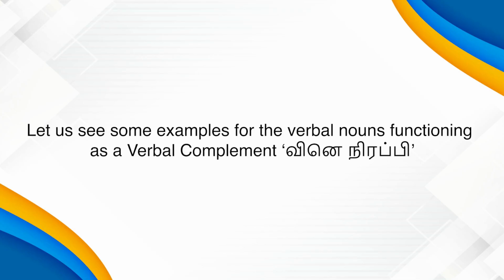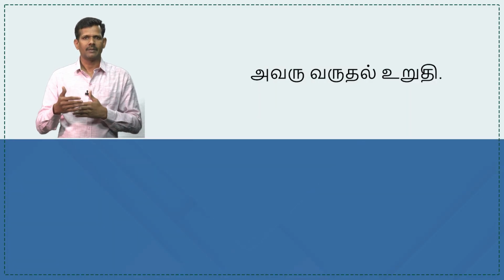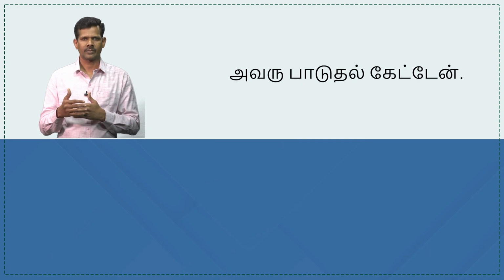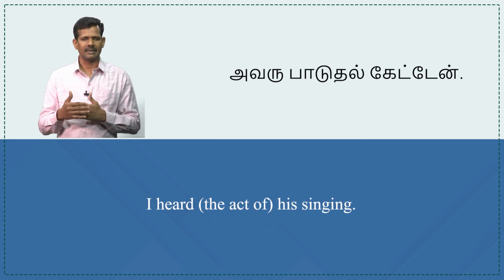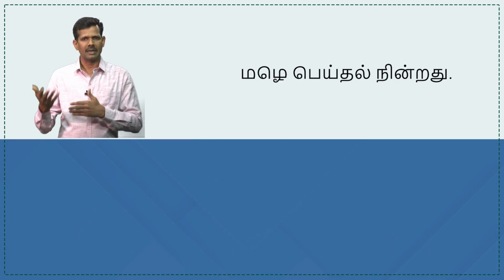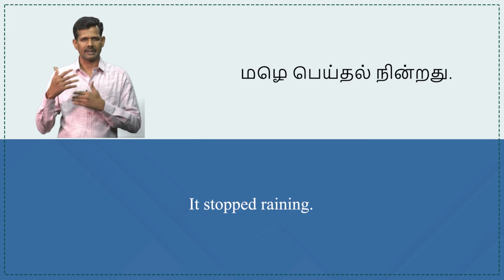Let us see some examples for the verbal noun functioning as a verbal complement. Verbal nouns are often used to provide more information about the main verb, specifically defining what or how an action is occurring. அவரு வருதல் உறுதி. His coming is certain. அவரு பாடுதல் கேட்டேன். I heard the act of his singing. மழை பெய்தல் நின்றது. It stopped raining.